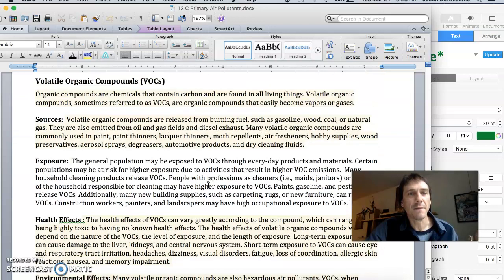Let's go to VOCs, volatile organic compounds. Now remember, we talked about organic pollutants, right? Organic pollutants are man-made chemicals that have a C, like a carbon in them. So here we see the organic come up again, volatile organic compounds. And volatile means they get into the atmosphere very easily, okay? These are compounds that can easily become vapors or gases.